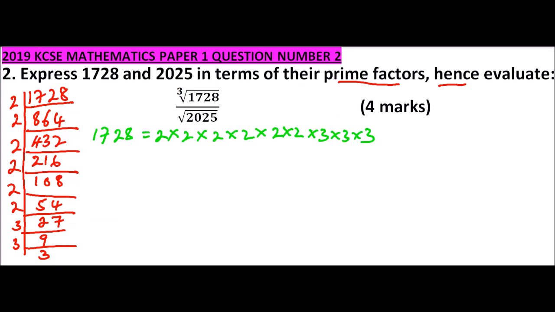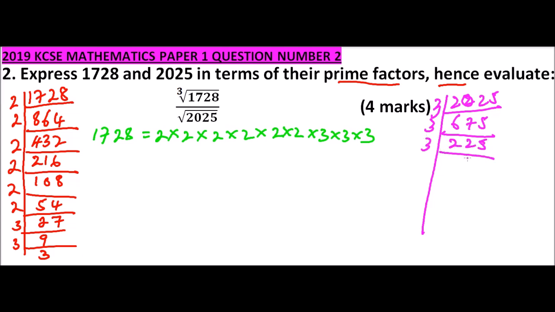Then we are going to get the prime factors of 2025. We can use this part here and say this is 2025. Now it is not divisible by 2, so when you divide by 3, you should be able to get 675. You divide again by 3, you should be able to get 225. Divide again by 3, you should be able to get 75. Divide again by 3, you get 25.